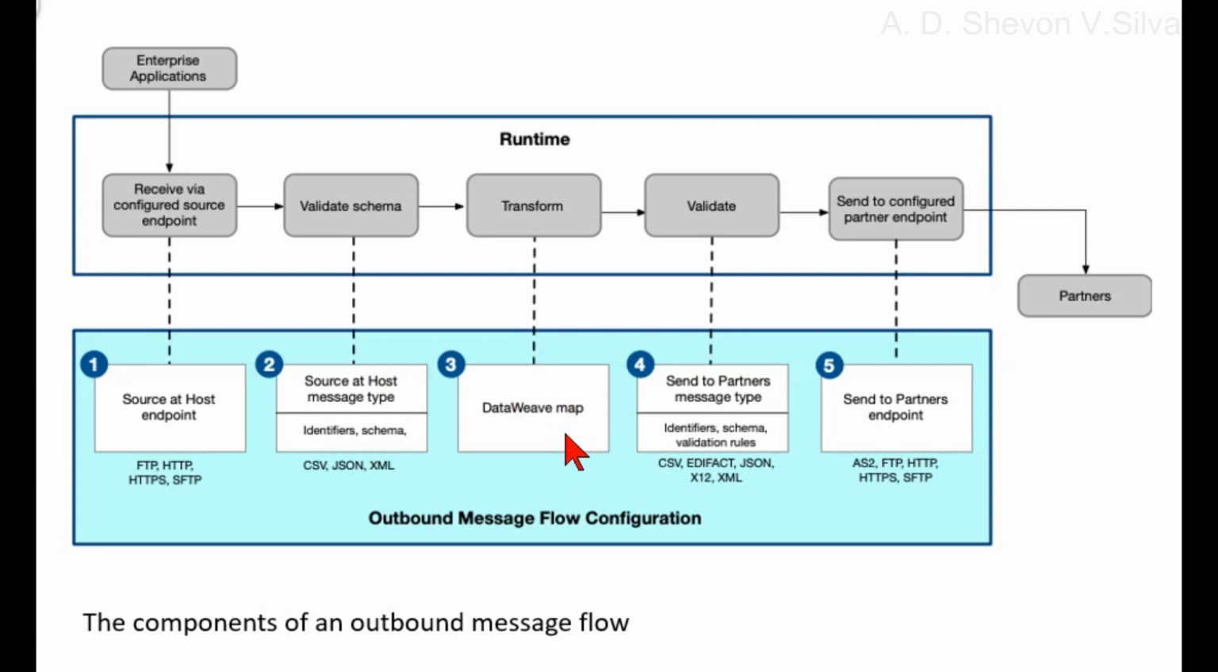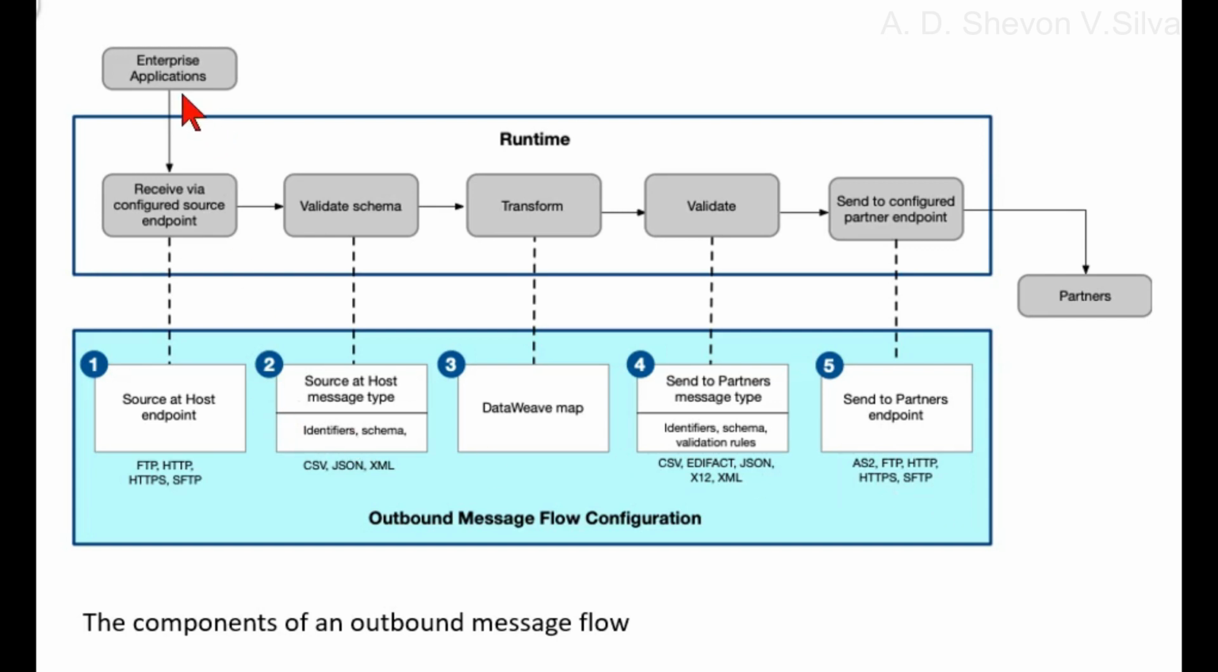You must have Java output application or Java to transform JSON to JSON or XML formats to EDIFACT. Four, target message type, to which to transform the input message: CSV, EDIFACT, JSON, X12 and XML. Five, target endpoint, the partner endpoint to which to send the transformed message: AS2, FTP, HTTP, HTTPS and SFTP.